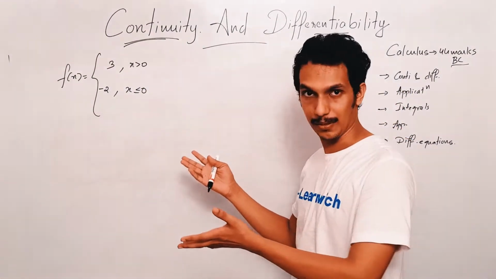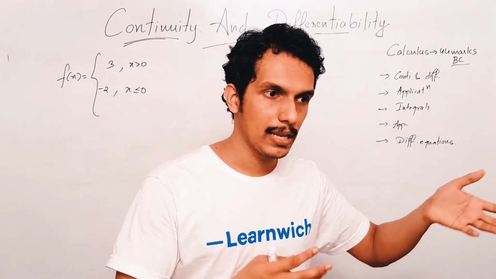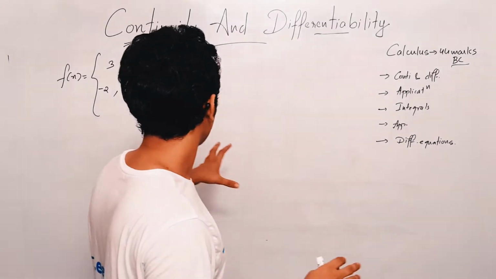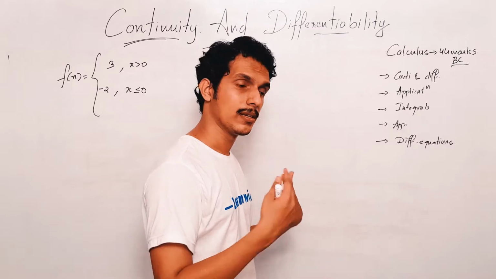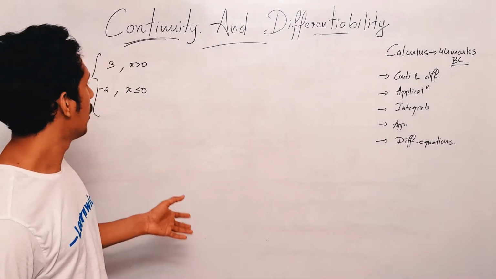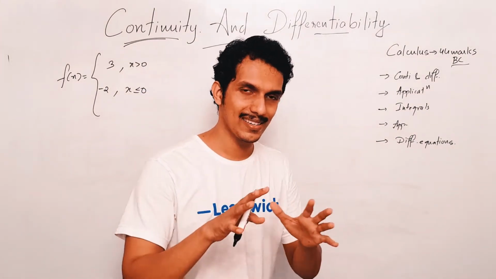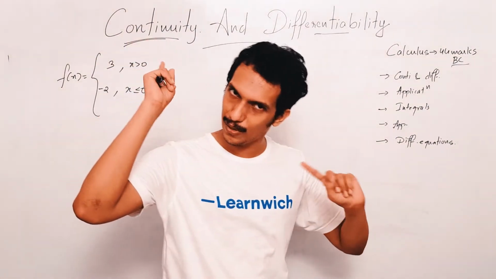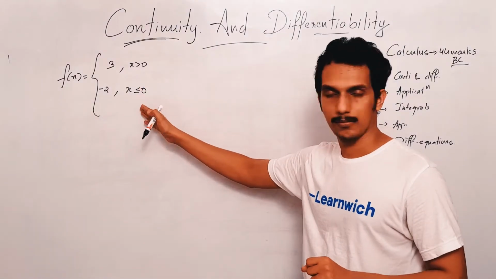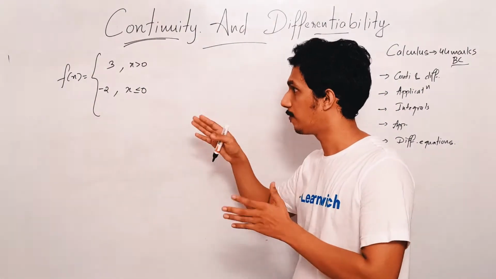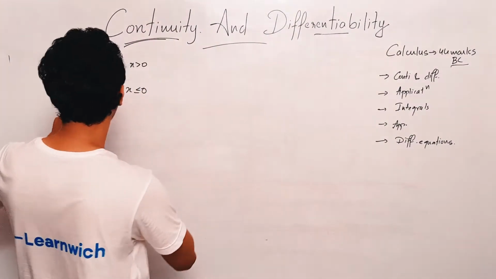This function is not given any particular name, because we have already learned about named functions like modulus, signum, constant function, even identity function, but this is a function that I have defined. For understanding all these things, you have to refer to your relations and functions chapter. This is how I define the function f of x. It's my wish. So I'm going to draw the graph for this function.